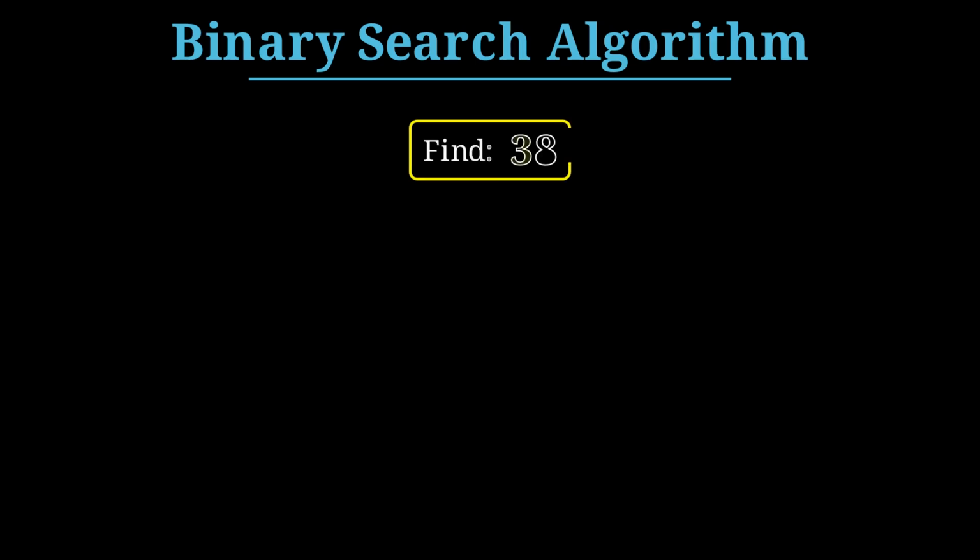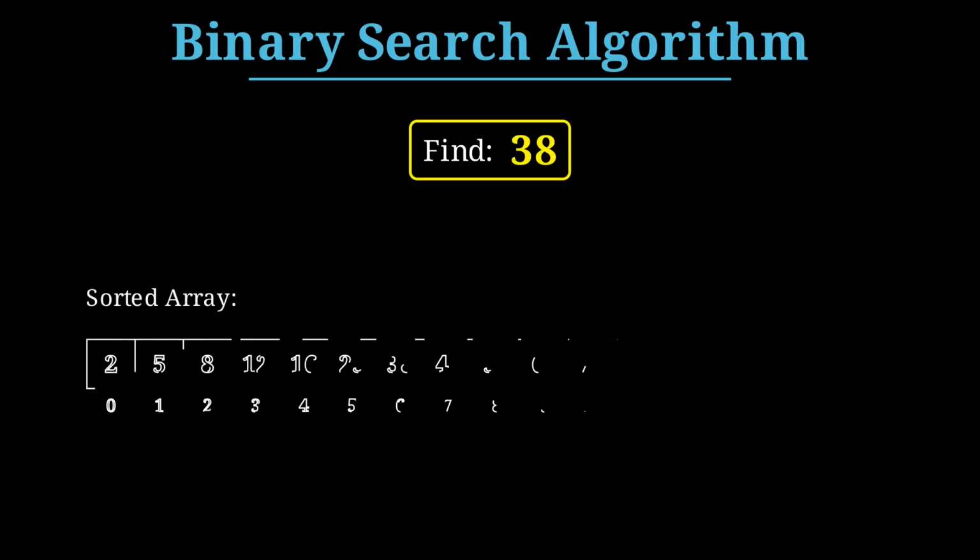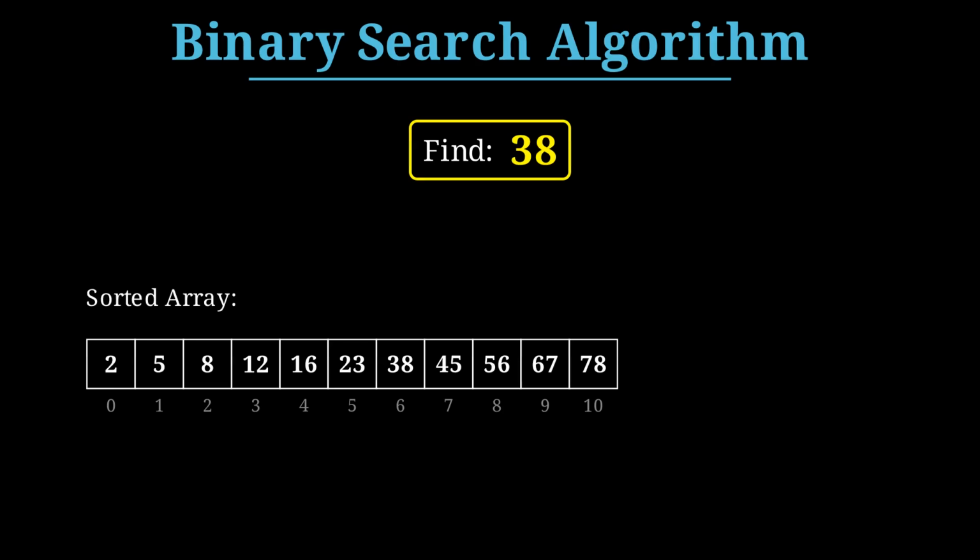Now let's see how it works with a practical example. Let's find the number 38 in a sorted array. Here's our sorted array with 11 elements, arranged from smallest to largest. We start by placing left and right pointers at the beginning and end of the array.